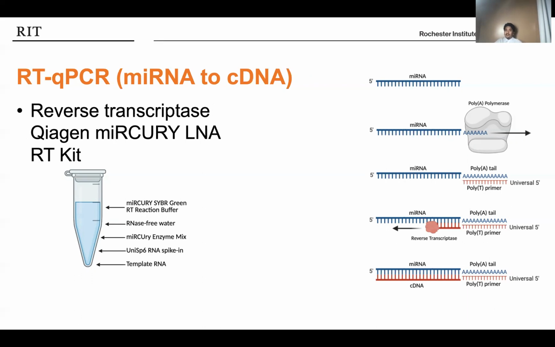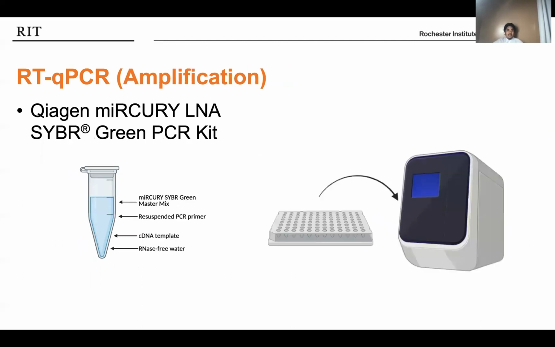To quickly go over it, there's the poly-A polymerase, which adds a poly-A tail to the mRNA. This allows the poly-T primer to bind to the poly-A tail, which allows the reverse transcriptase to bind and synthesize the cDNA. This cDNA is then used for our next step, which is the qPCR amplification.